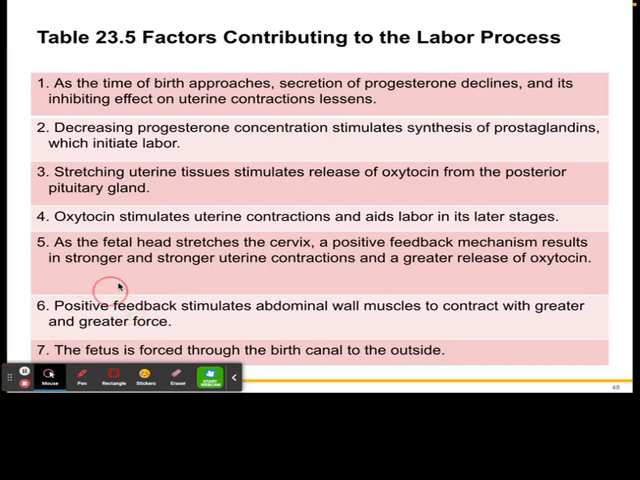Here is essentially what we just talked about, but nicely laid out, and also a little more detail, so please look through this. But it's just essentially talking about all the specifics of the labor process.